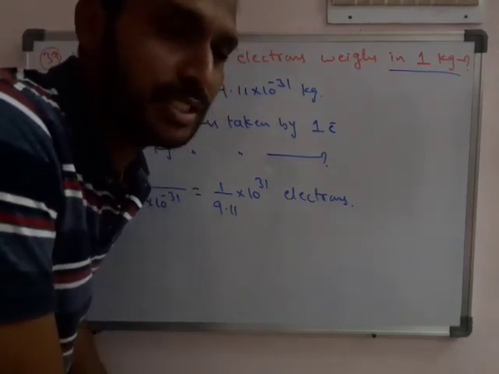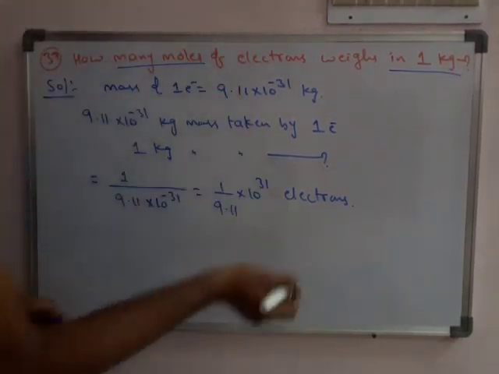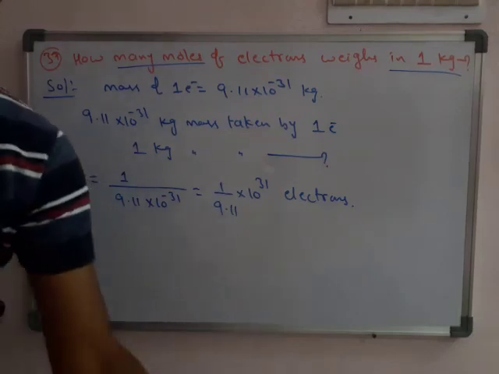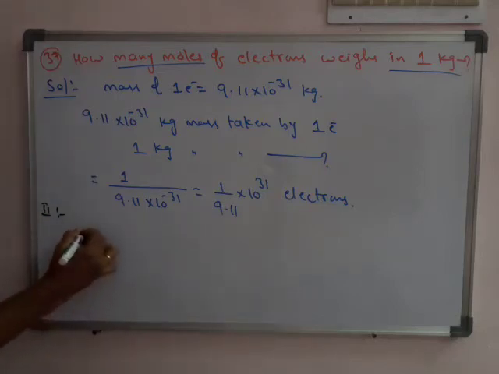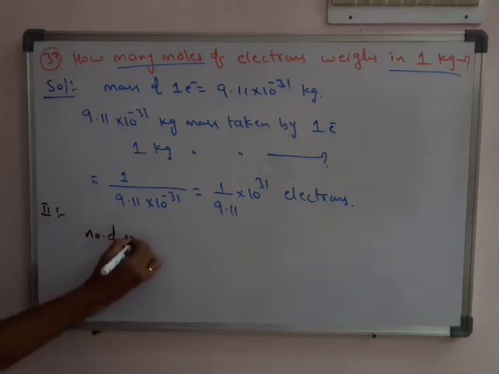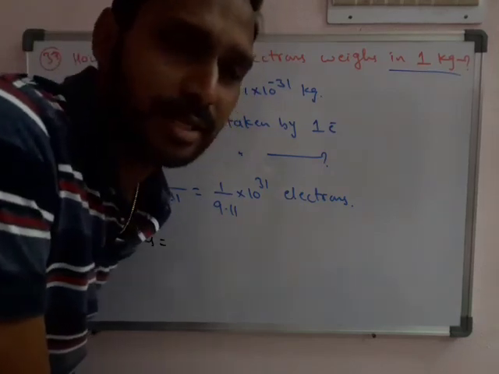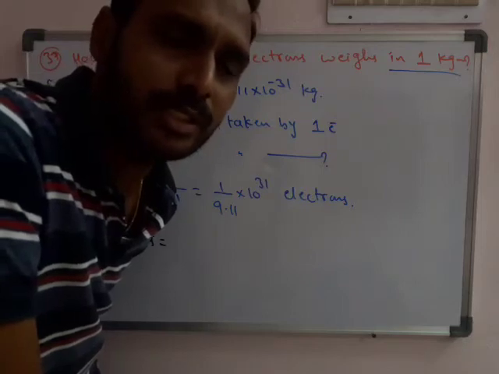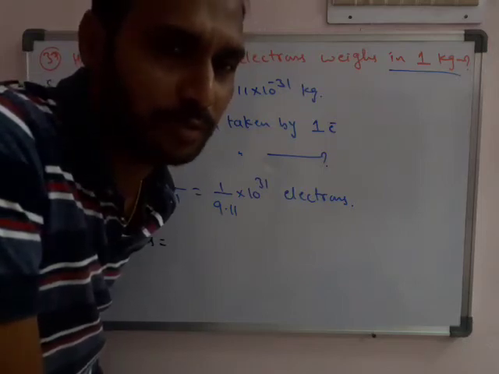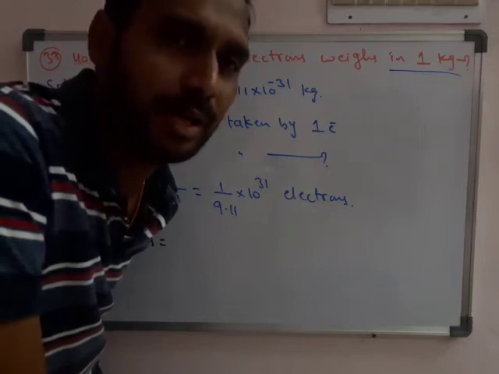But here the question is not the exact number of electrons. It is given in terms of moles, so in the next step we have to convert to moles. In step 2 we know that 6.02 into 10 power 23 is 1 mole. So we convert the number into moles. Number of moles, we have 3 formulas. In terms of mass, weight by molecular weight. In terms of volume, given volume in liters by 22.4. In terms of numbers, given number by Avogadro's number.